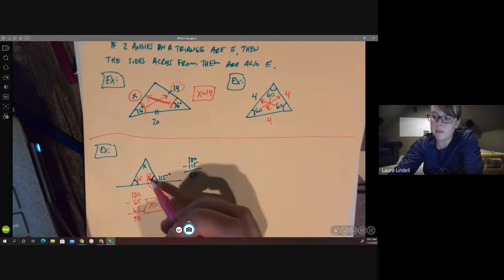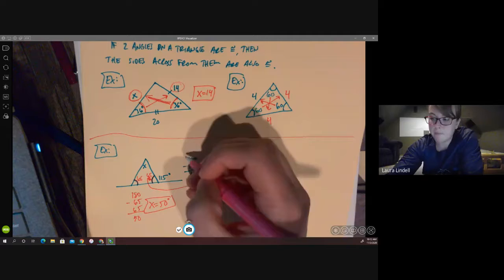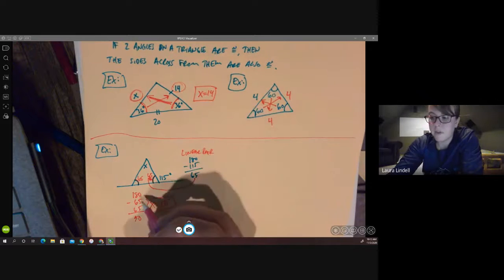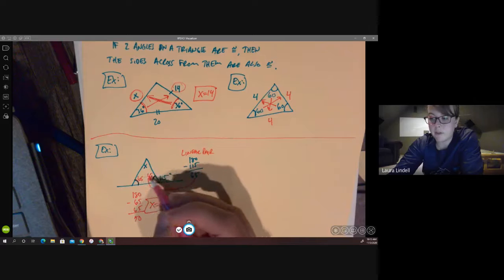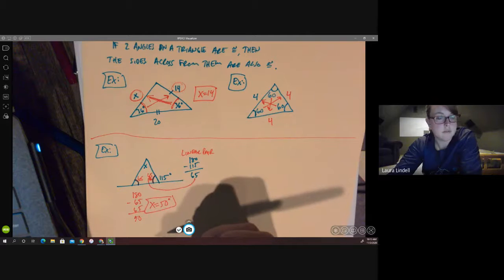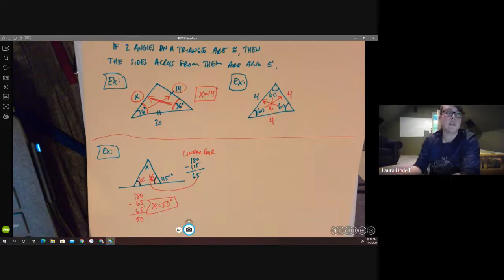So we figure out what this angle is because it's a linear pair. And then we figure out what this angle is because these 2 angles are the same, and the angles in a triangle add to 180. So that's another style of problem that we might see.